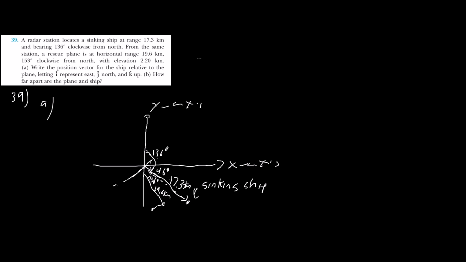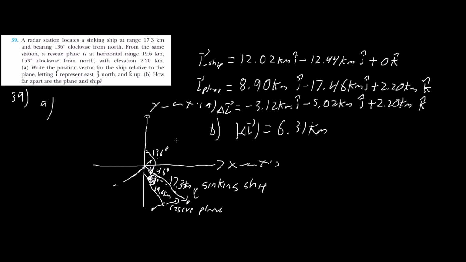So let's write the vector of the ship. This is going to be the vector of the ship, and this is going to be the vector of the plane. And let's write the components. Hello guys, the audio didn't record, but that's all right. So this is the vector of the rescue plane, as opposed to the ship.